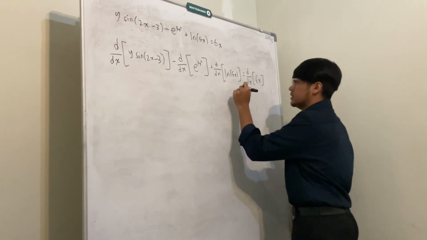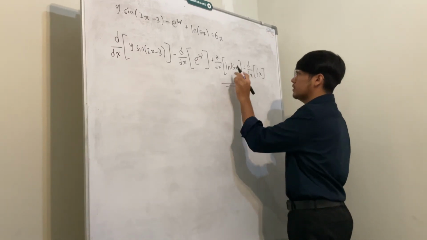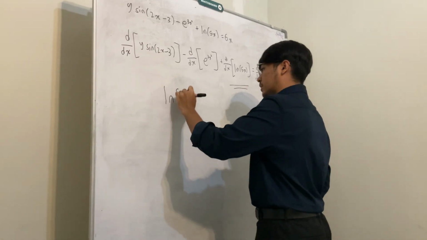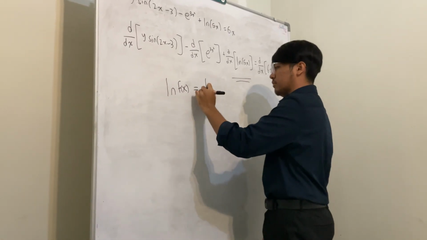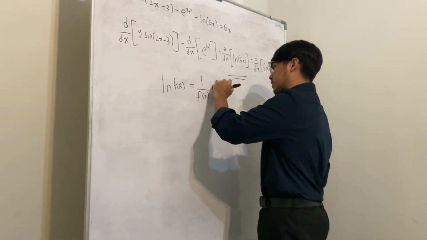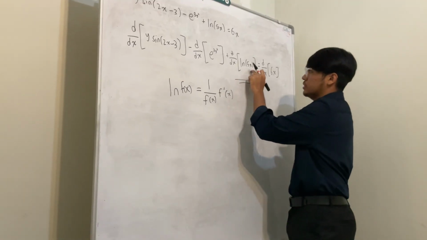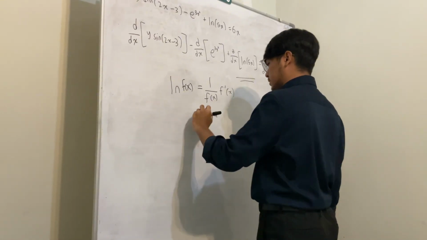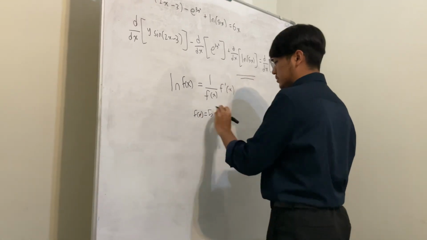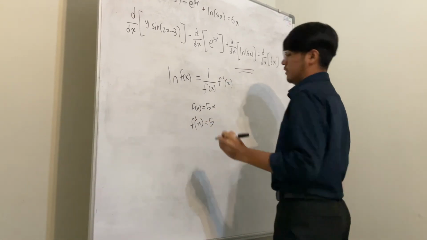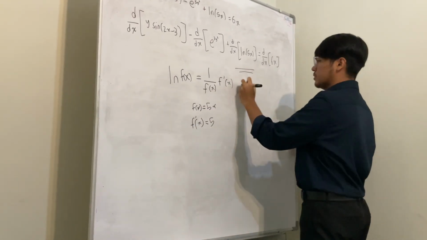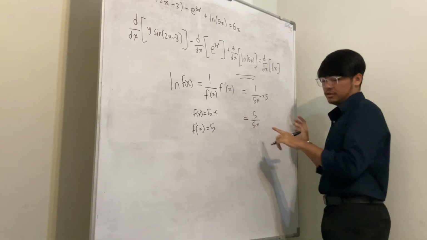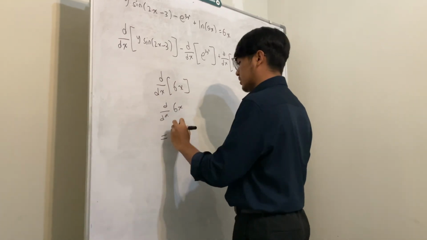Okay, so the next term is ln 5x. As we know, ln f(x) also equals 1 over f(x) times f prime(x). What are we going to do? We substitute the 5x into f(x), so 5x. So the f prime(x), we just do another derivative, equals 5. We substitute into this, it will become 1 over 5x times 5. So we put it here. So we get 5 over 5x.